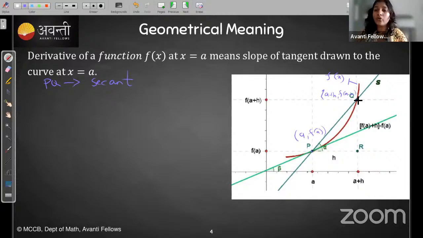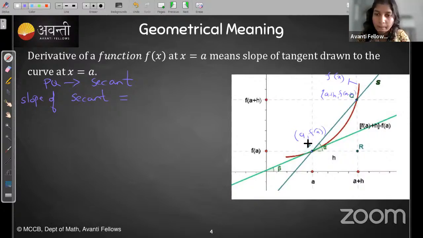Now tell me how to find the slope of the secant. It's a line, right? How to find the slope of the line when 2 points are given to us? We know the 2 points, P and Q, and their coordinates. When 2 points x1, y1 and x2, y2 are given, we find the slope by the formula y2 minus y1 divided by x2 minus x1, right? So I'm making use of the same thing here.